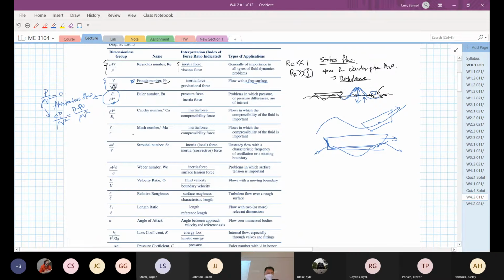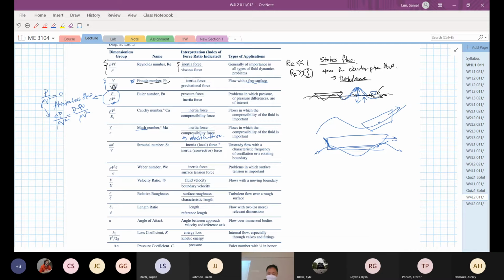Then the Cauchy number, or the Mach number, we call it. The Mach number is simply the velocity divided by the speed of sound. That's basically the inertial force divided by the compressibility force. The compressibility force has another name, the elastic force. So if the speed of the fluid is high enough, usually we say larger than 0.3 Mach number, then we have to consider the compressible effects within the fluid, something like air.